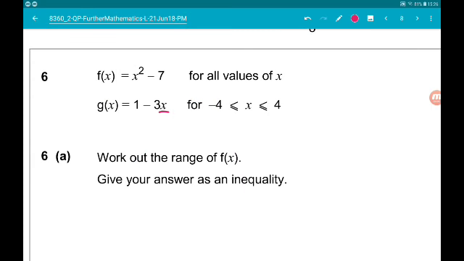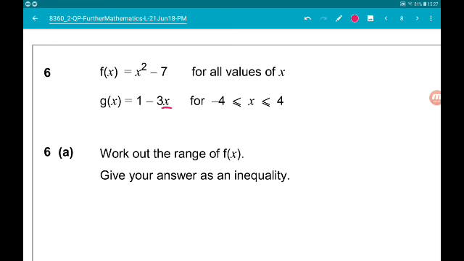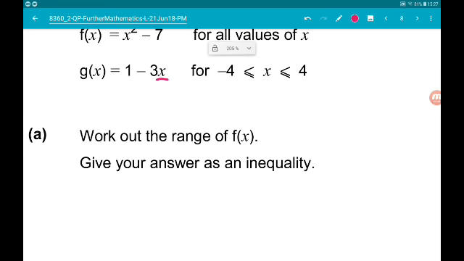Question 6, we have functions. So my function stuff will be down below. So we're told that f of x is equal to x squared minus 7 for all values of x. G of x is 1 minus 3x for x greater than or equal to minus 4, but less than or equal to positive 4. Part A, for 1 mark, wants us to work out the range of f, giving our answer as an inequality.